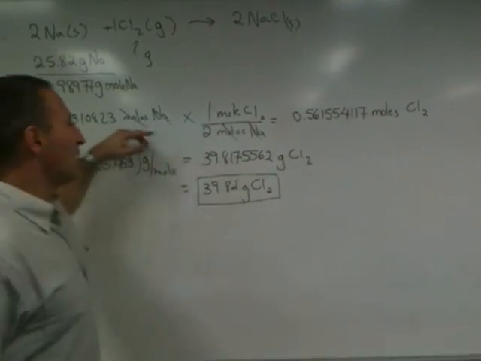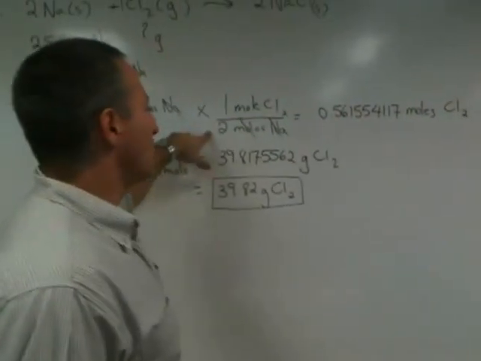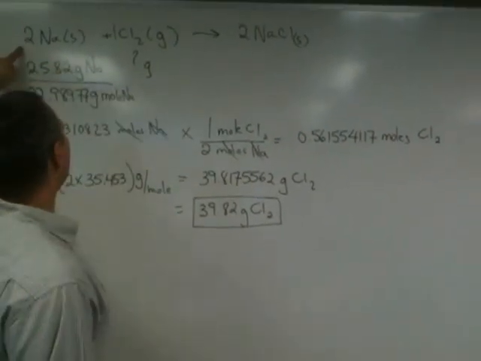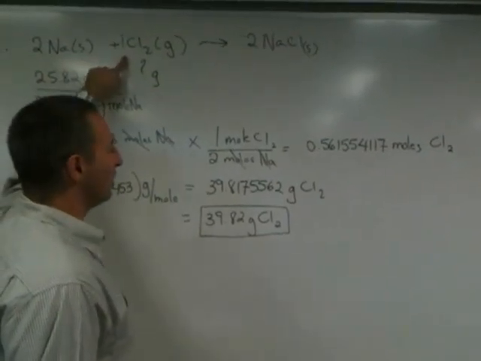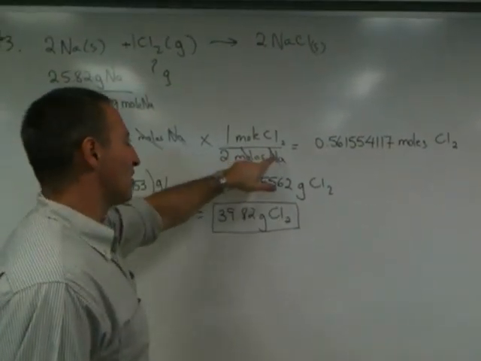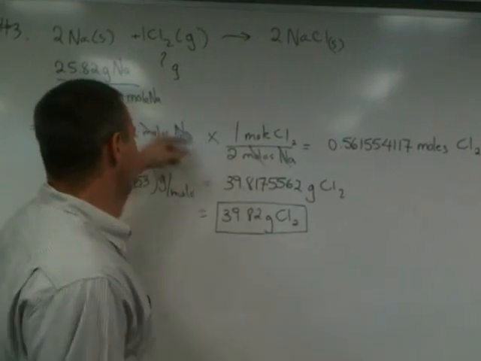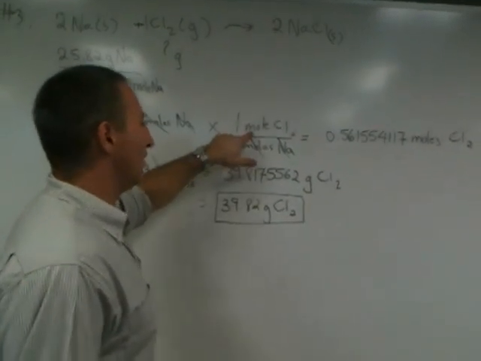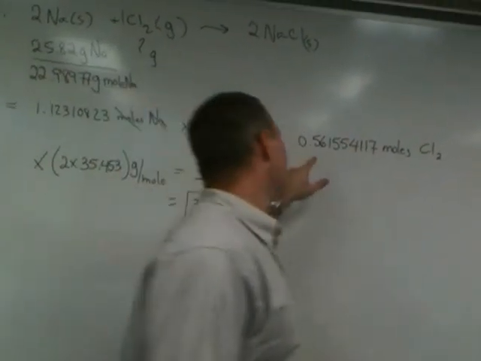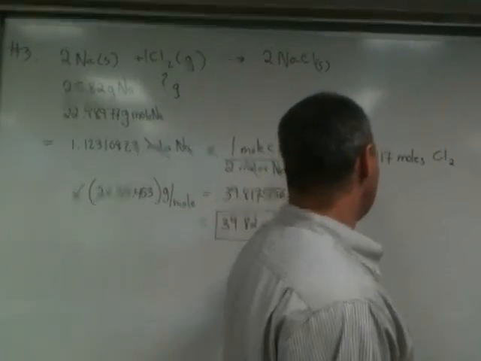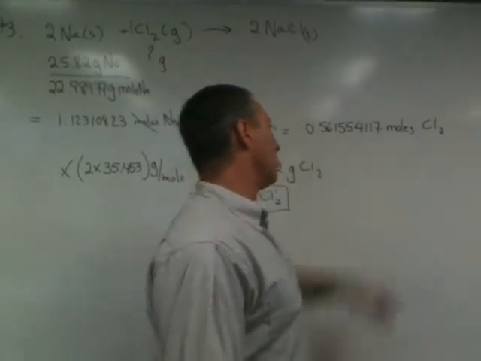And from the moles of sodium, we multiply it through by the stoichiometry of the reaction. 2 moles of sodium require 1 mole of chlorine gas. So again, the moles of sodium appear on the bottom so that we can cancel them, and we'll have an answer that's in moles of chlorine. This number divided by 2 gives you this number. The answer is in moles of chlorine.